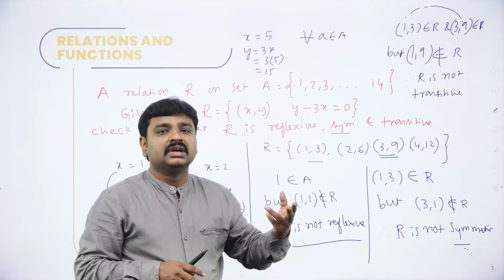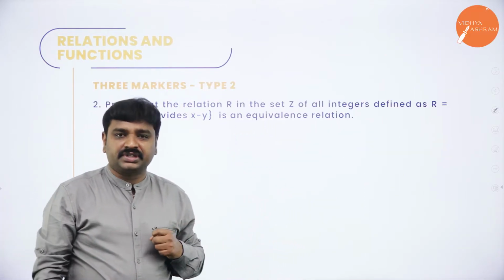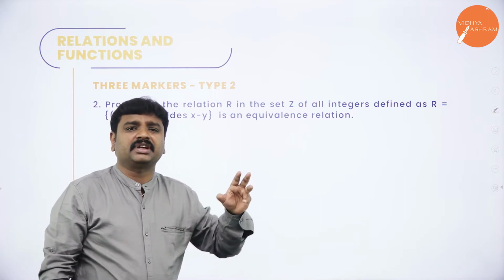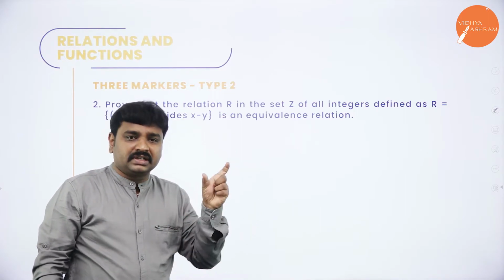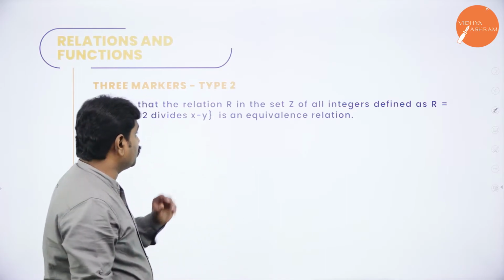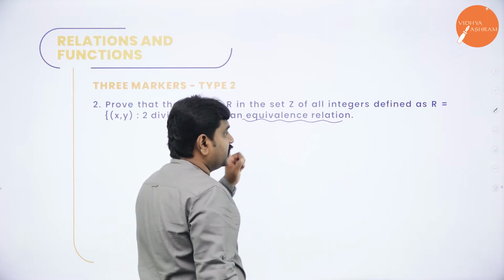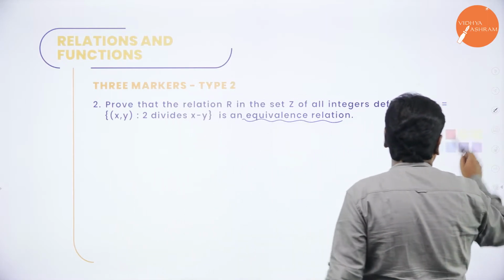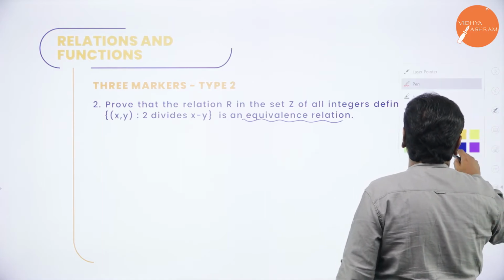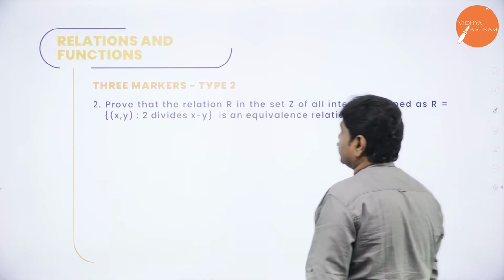Now we will go ahead with type 2. So in 3 marks, see, the first one is also a standard 3 mark question that appeared in the past board papers. Same type, they will change the equation or they will change the relation. Now the second type, they will ask you to prove it is an equivalence relation. See, if you read the question, they gave a relation and they are asking you to prove it is an equivalence relation. So now our task is to prove it is an equivalence relation.